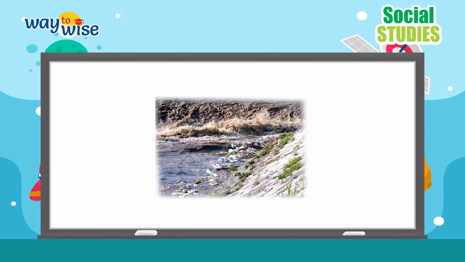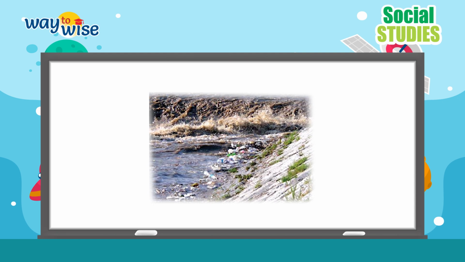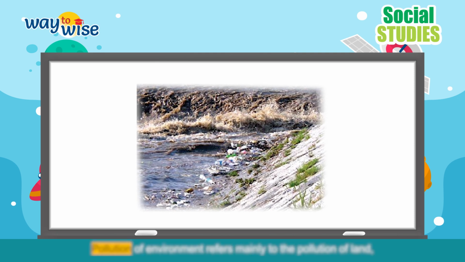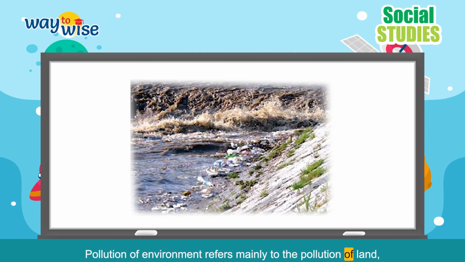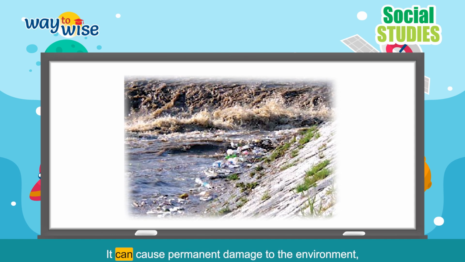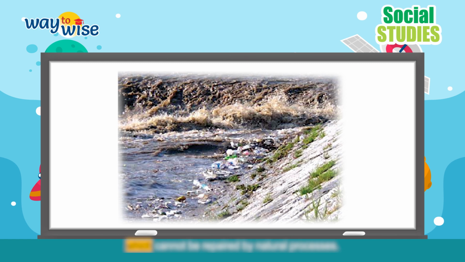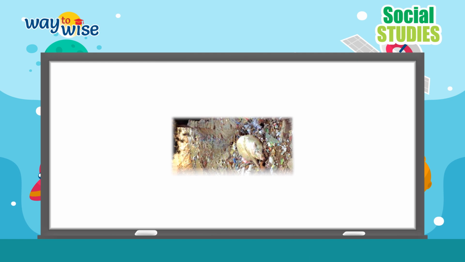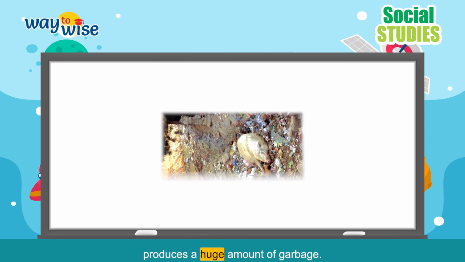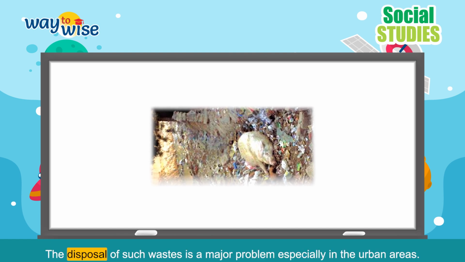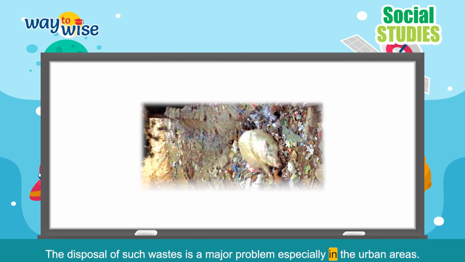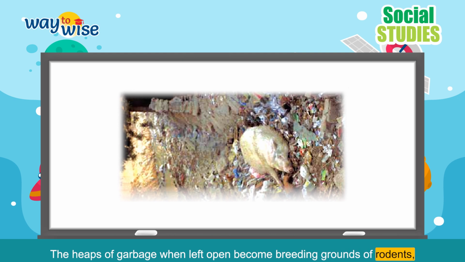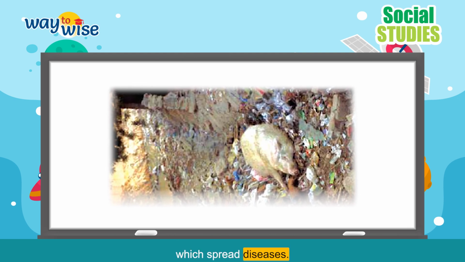2. Pollution of resources. Pollution means deterioration in quality caused by the presence of undesirable or harmful substances. Pollution of environment refers mainly to the pollution of land, water and air. It can cause permanent damage to the environment, which cannot be repaired by natural processes. Land pollution. Today's industrial society produces a huge amount of garbage. The disposal of such wastes is a major problem, especially in the urban areas. The heaps of garbage, when left open, become breeding grounds of rodents, flies and mosquitoes, which spread diseases.